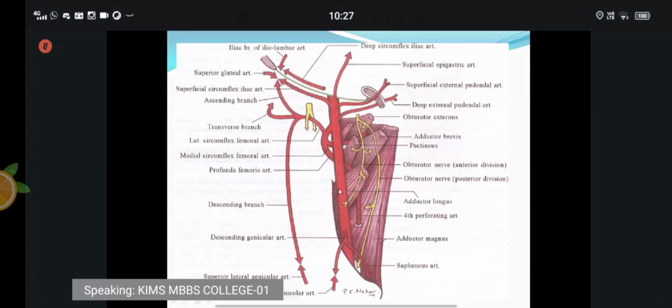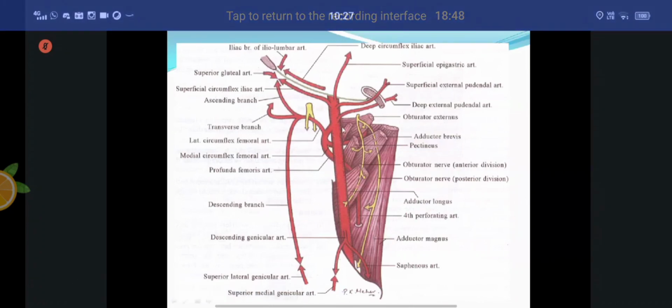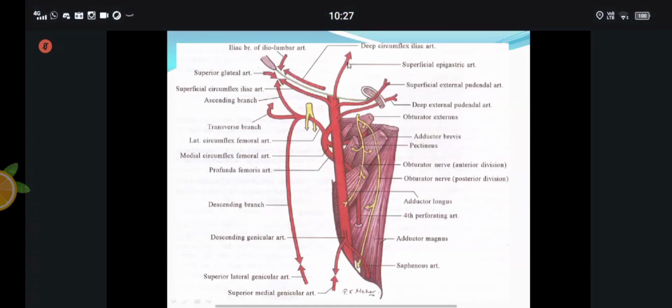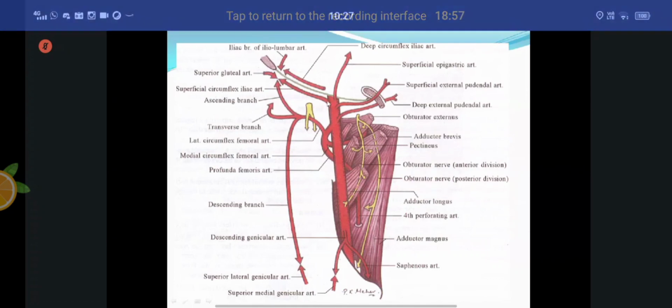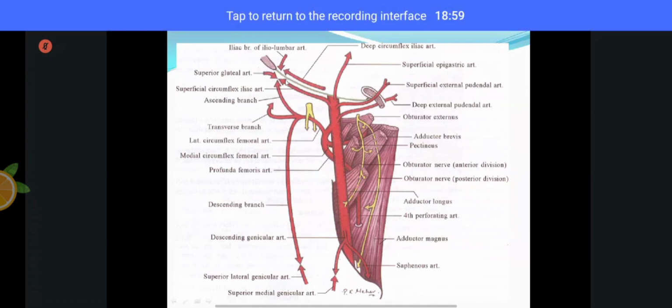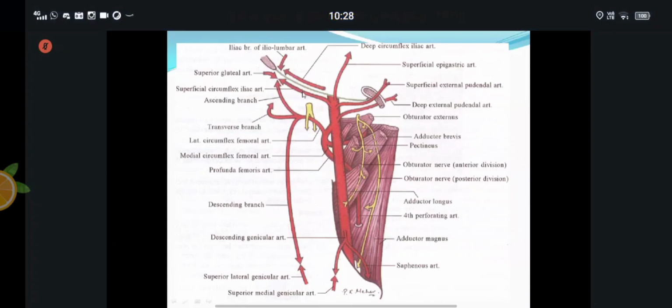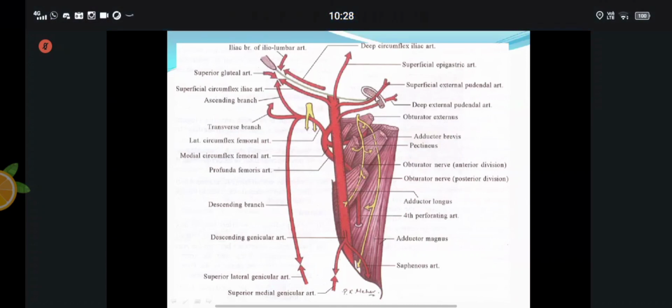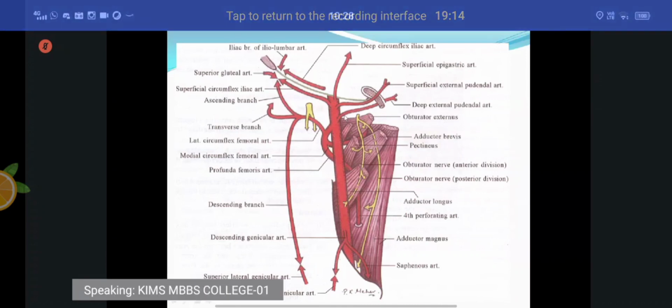So again I will repeat the branches. Please listen. The first one, which is going to the epigastric region or entering into the rectus sheath, is the superficial epigastric artery. The second one, which takes part in the anastomosis around the spine, is the superficial circumflex iliac artery, because it is going through the iliac bone. The third one is the superficial external pudendal artery, and the fourth one is the deep external pudendal artery.